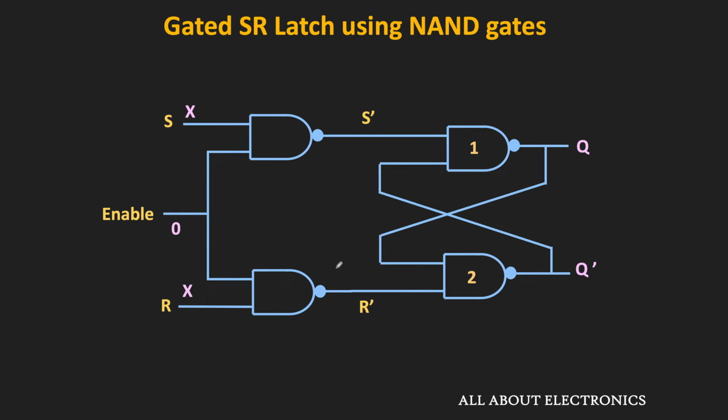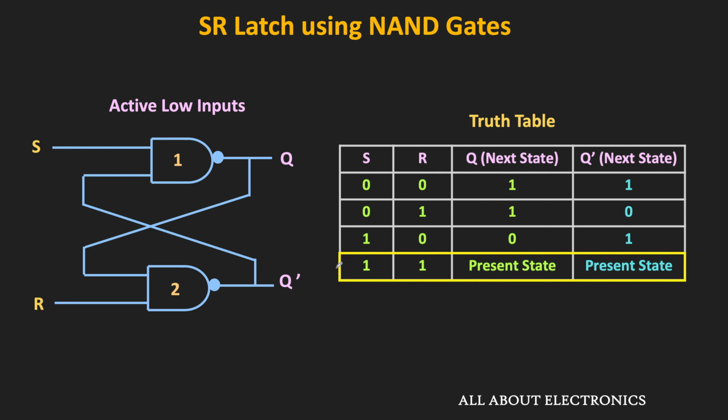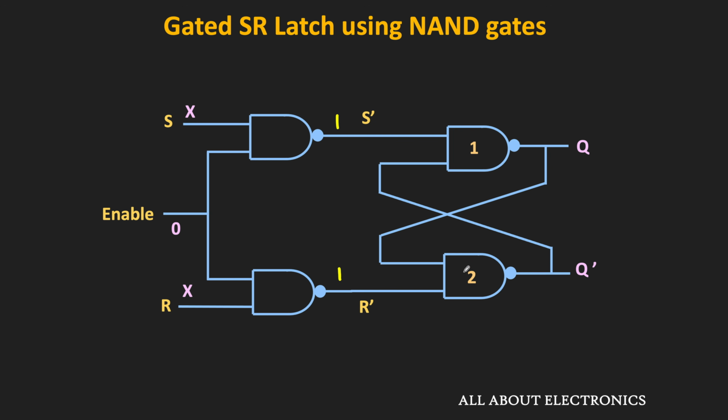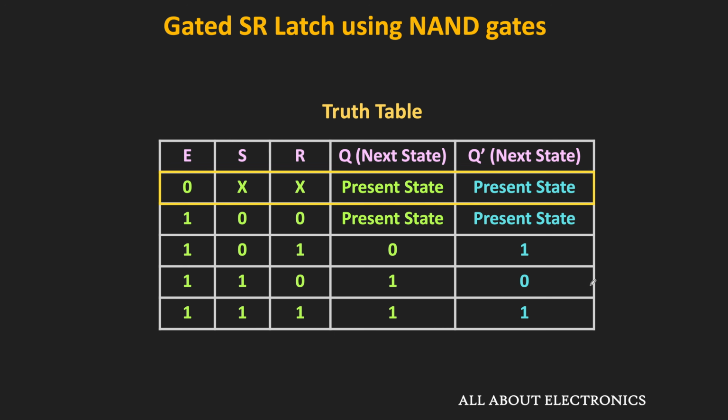And as we have seen earlier, when both the inputs of the NAND gate based SR latch are high, then there will not be any change in the output state. Or in other words, the latch will retain its present state. That means in this condition, this Q and Q bar will not change. That means whenever this enable input is low, then irrespective of the value of S and R, the outputs Q and Q bar will not change.